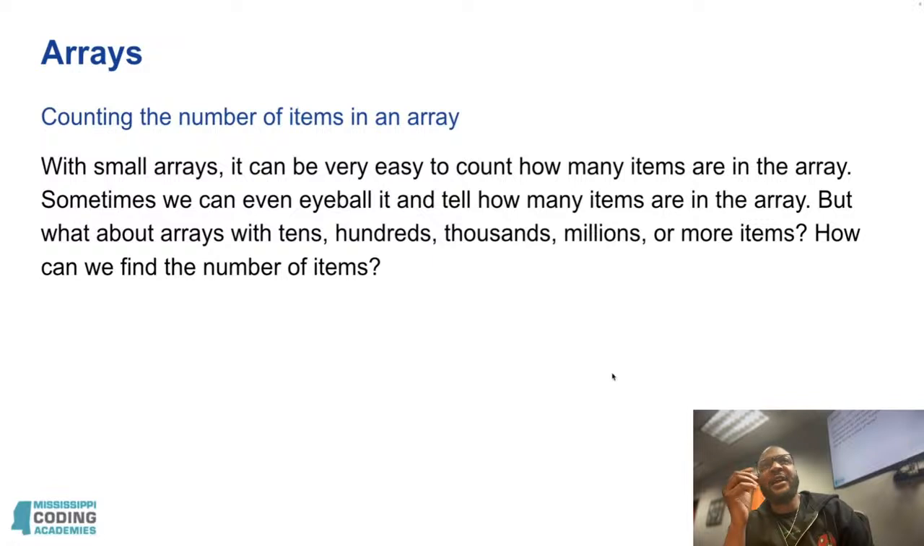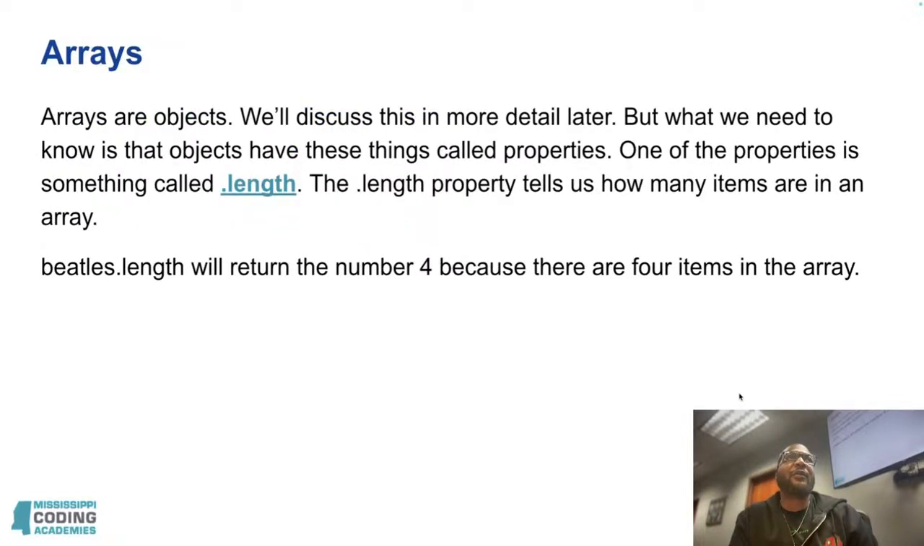But what about arrays with tens, hundreds, thousands, millions, or more items? How can we easily find the number of items in an array when it's a massive amount, or it's some arbitrary number? Maybe it's not 5, 10, 20. Maybe it's 961. Like, you know, that's just an odd number to stop at. So how do we find the number of items inside of an array?